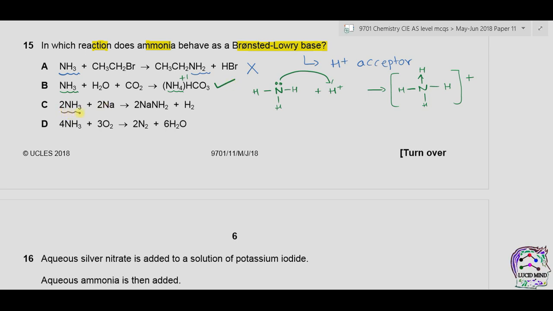In C we have NH3 and then it has converted into NH2, so again it has lost hydrogen, which is incorrect. In D we have NH3 that has converted into N2, so it has lost all its hydrogen atoms. So this is also not the definition of Bronsted-Lowry base. The answer is therefore B.